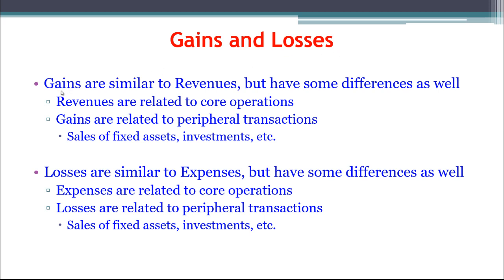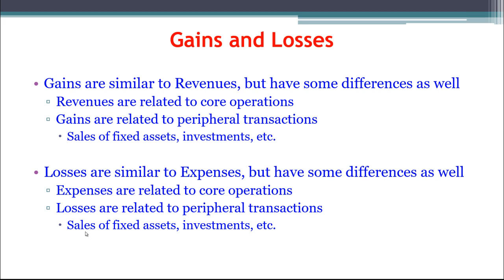So gains are similar to revenues, they're positive, but the big difference is where I said revenues are related to the core operations, gains are not. They're related to some peripheral transaction that just so happened to occur that period, but it's not something we normally expect to occur. We sold some fixed assets that we're no longer using. We sold some investments, and we generated a gain. That would be, for example, if you sold the asset for more than what it is reported on your books at, that would be a gain.